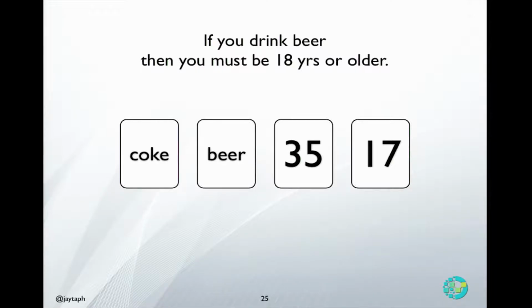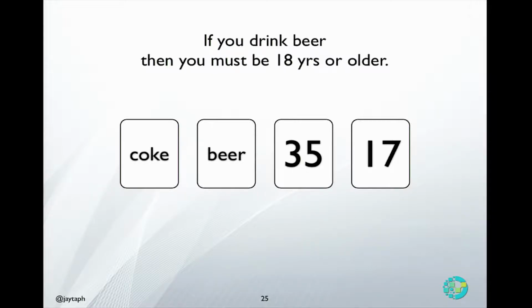So what we do is we do a different way. We basically have the same assignment, the same rule, but we put it in a different context. And if there's a context related to conferences and PHP developers, I think beer. Somehow. I don't know why, but somehow I think beer. So what I've done, I rephrased the question. I said, if you drink beer, then you must be 18 years or older. So how many of these cards follow that?